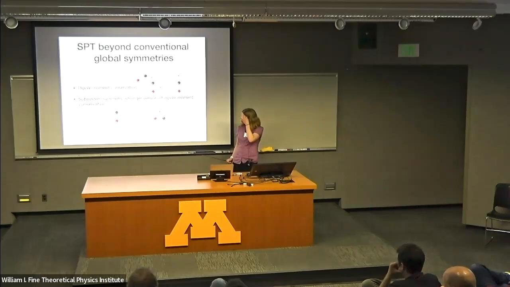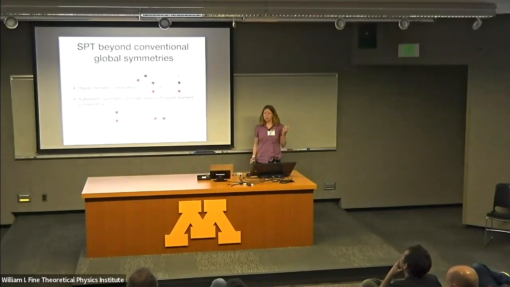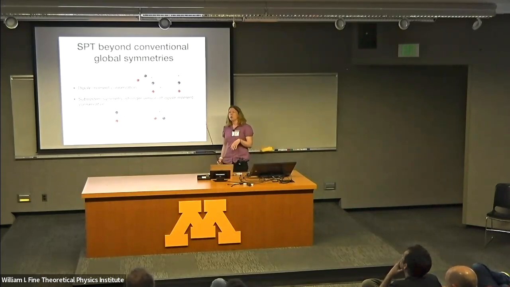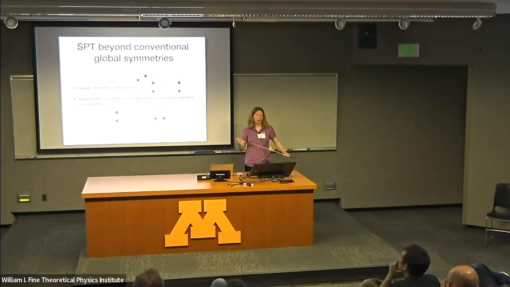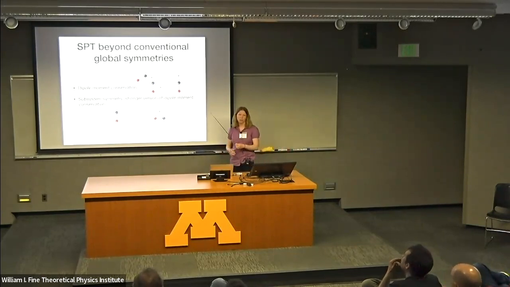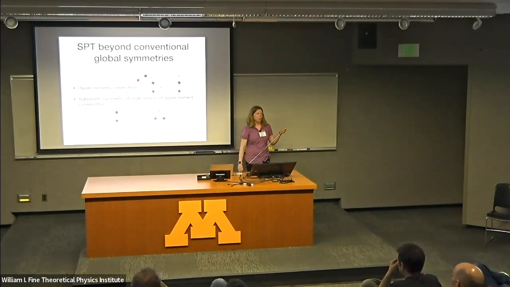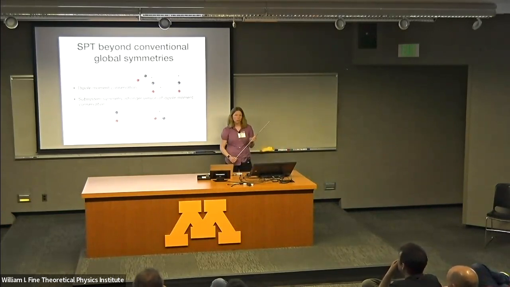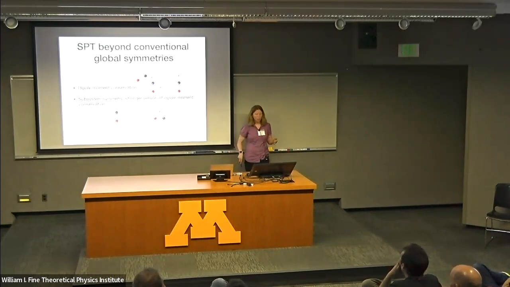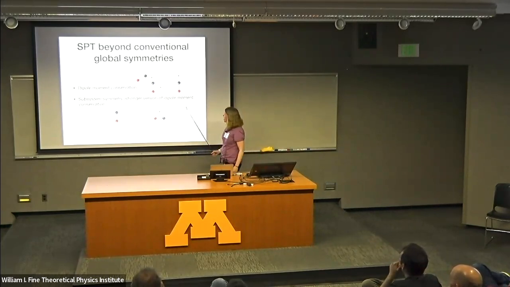And what I want to focus on for the rest of the talk is this: what do we get when we go beyond, if you like, ordinary global symmetries? Things like time reversal, charge conservation. Because in condensed matter, we don't usually get a lot of non-abelian symmetries. So our range of ordinary global symmetries that we believe are relevant to real materials is pretty limited.